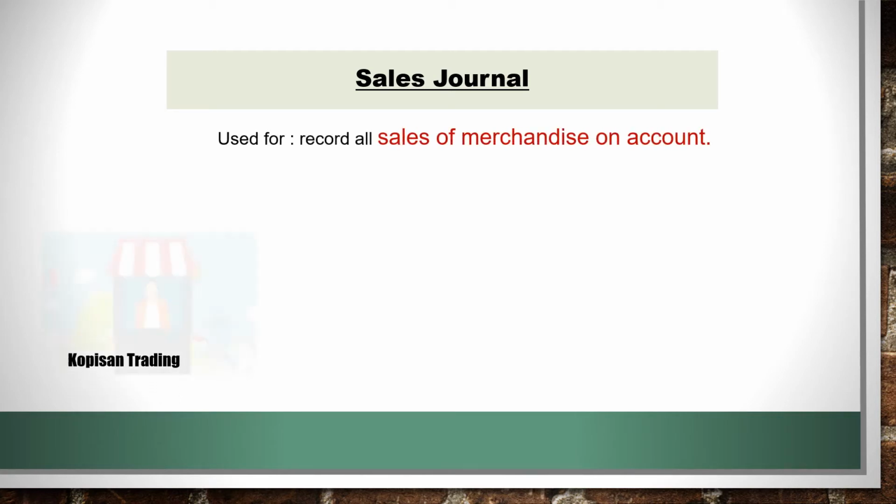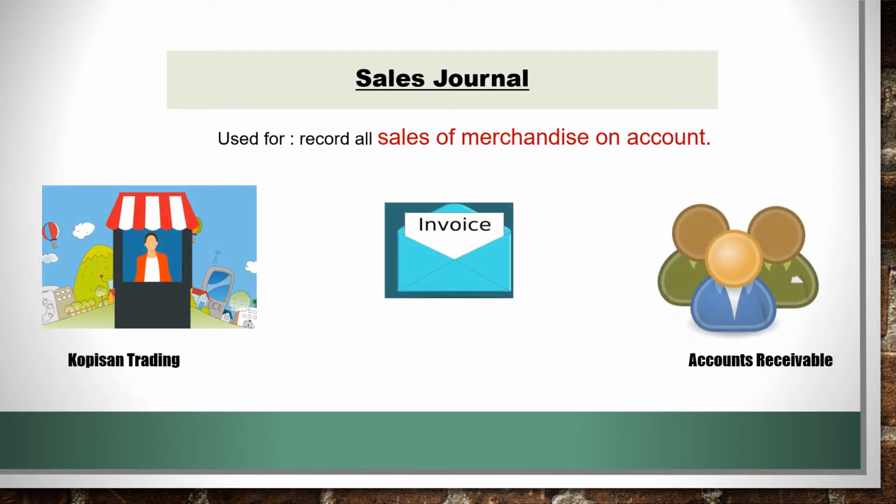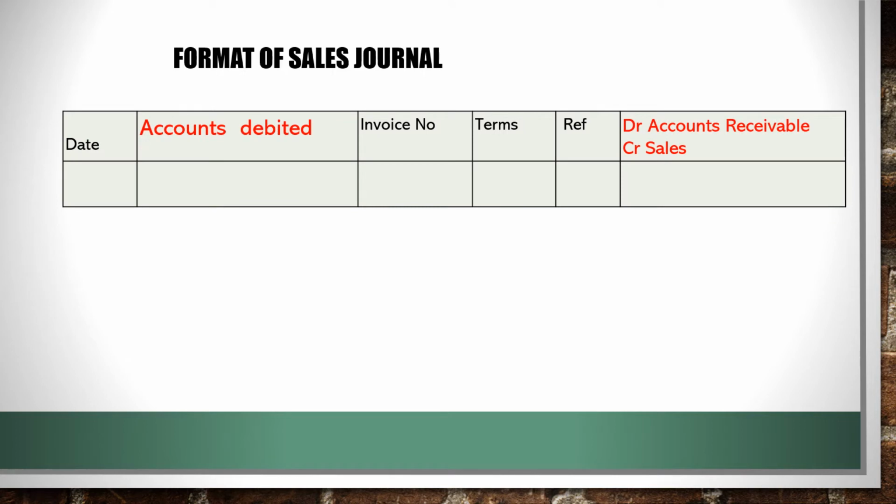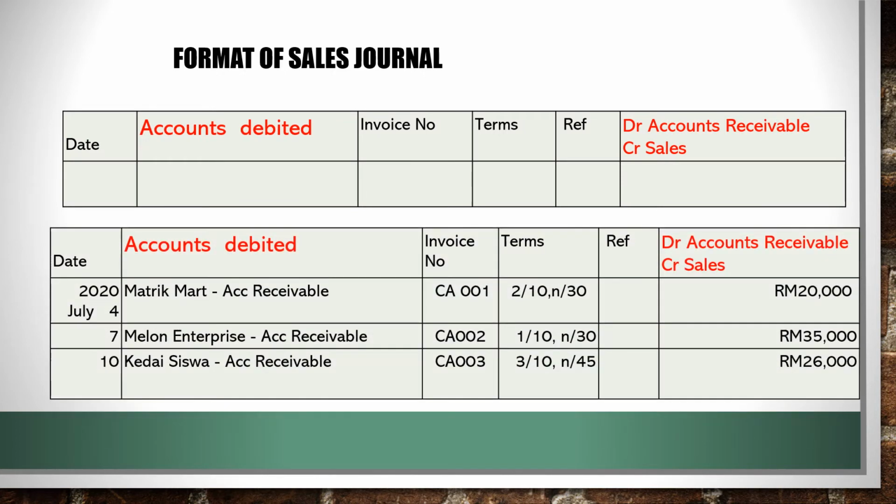Sales journal. In the sales journal, companies record sales of merchandise on account. Cash sales of merchandise go in the cash receipts journal. Credit sales of assets other than merchandise go in the general journal. In the sales journal, the entry is debit to accounts receivable and credit to sales account. Take a look, example format of sales journal. For the account to be debited, it will record all accounts receivable with invoice number and terms.